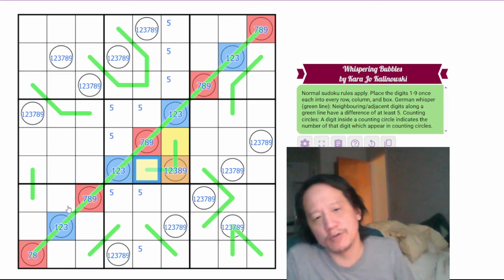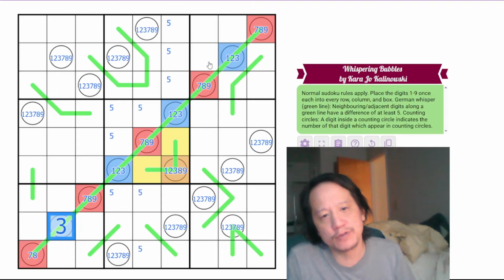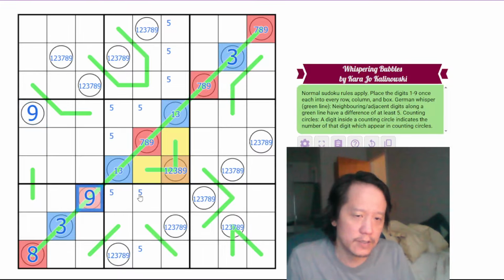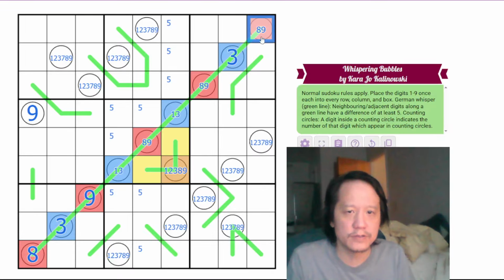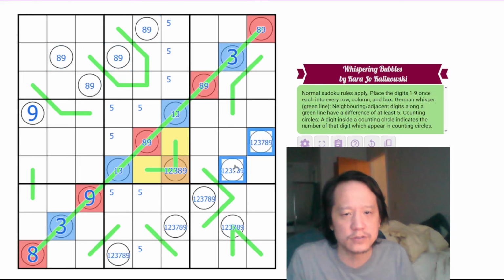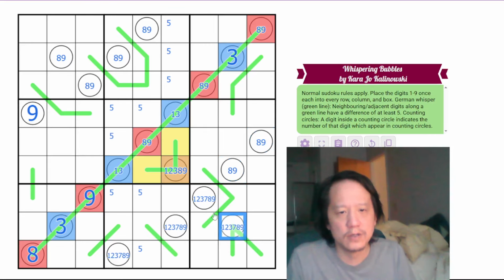Okay, so say we did have 1, 3, 8, 9. Then this would be 3, this would be 3, this would have to be 1, 3. This would then be 8, this would be 9, this would be 9. Well, obviously 8 or 9, 8 or 9. So this would be an 8, 9 pair here. We would not have 1, 2, 3 at all in the rest of, actually, it would be all 8s and 9s. So this would be 8 or 9.